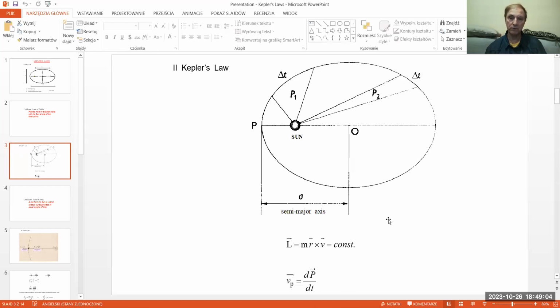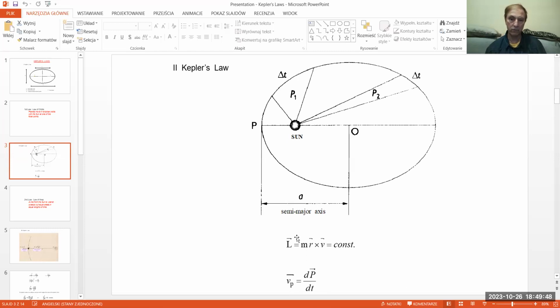So whatever time you take, the orbital moment of momentum is the same, doesn't change, is constant. And the below formula, the areal velocity, which is the change of the area divided by the change of the time, tells us that the change of the areas within the same time is constant. This is what was said a while ago.